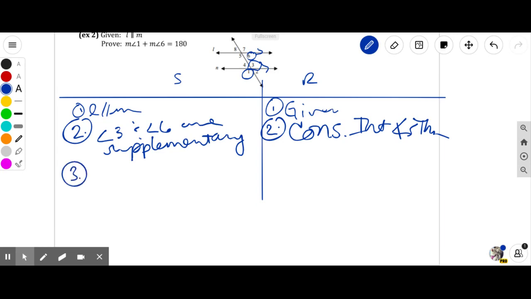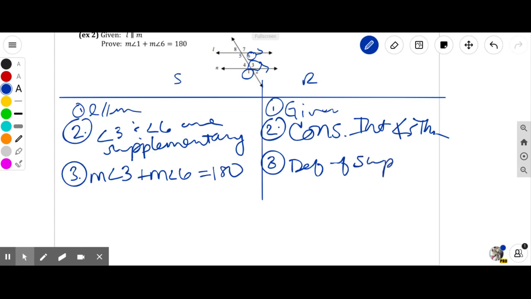Since they're supplementary, we know that means they add to 180, right? So we can say the measure of angle 3 plus measure of angle 6 equals 180. And that's the definition of supplementary. Notice that this statement in step 3 is very similar to what we're trying to prove, right? We're trying to prove that 1 and 6 add to 180. We have 3 plus 6 equals 180. And we know that 1 and 3 are equal, because they're vertical. So that's how you get to what you're trying to show.